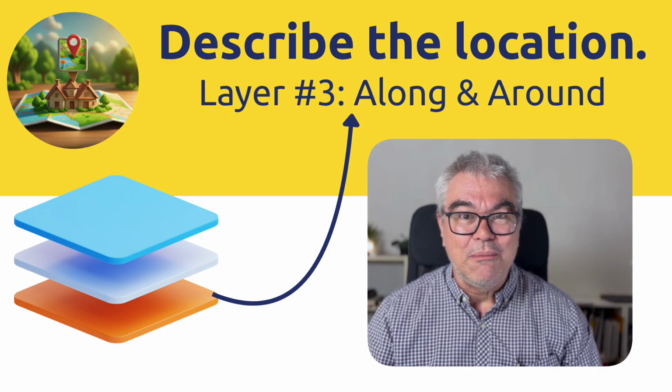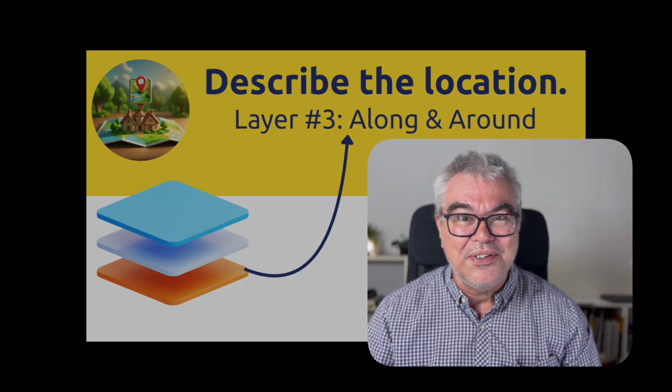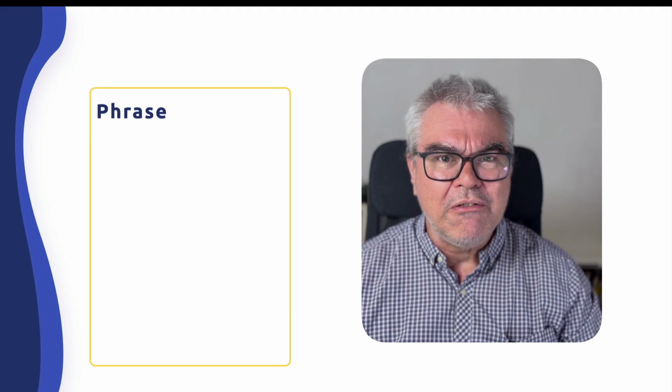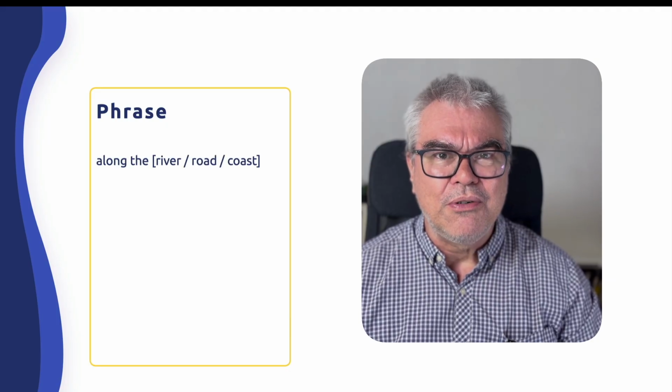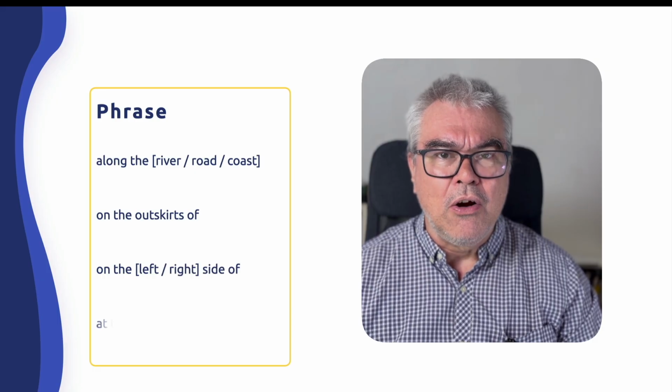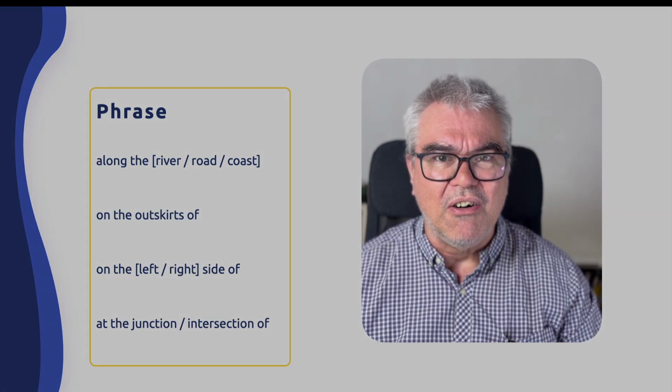Now, level 3 is what I call along and around language. Here are some examples of the phrases you can use. Along the river, the road, or the coast. On the outskirts of. On the left or right side of. At the junction or intersection of.